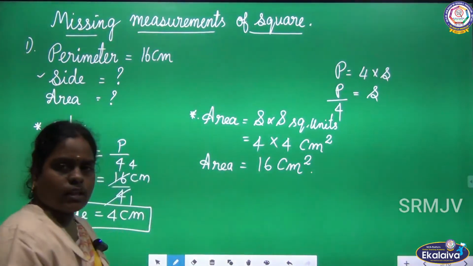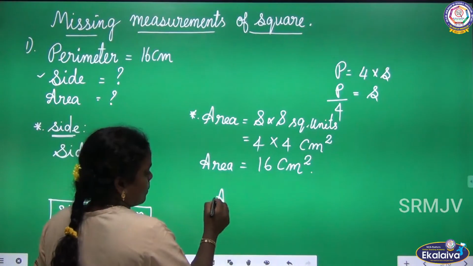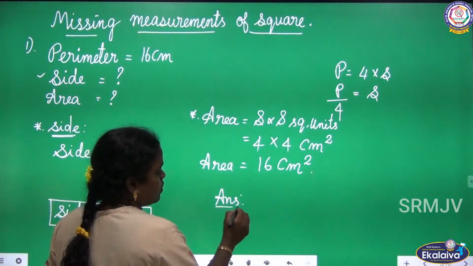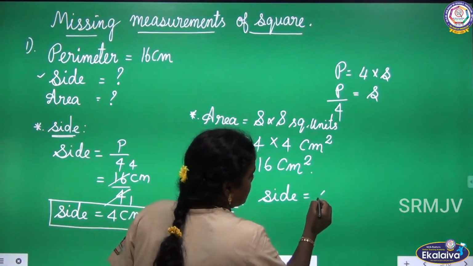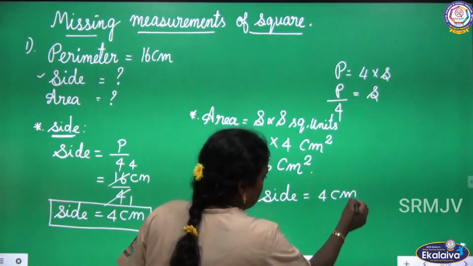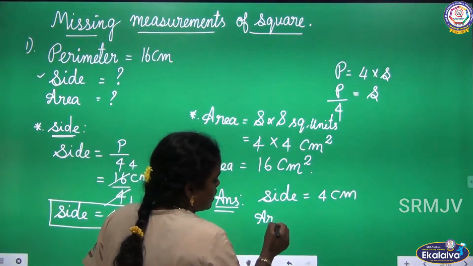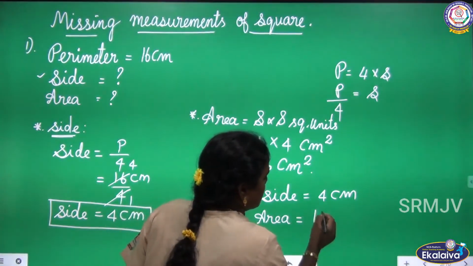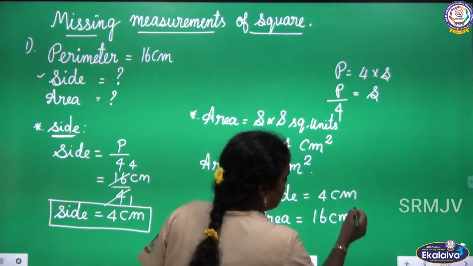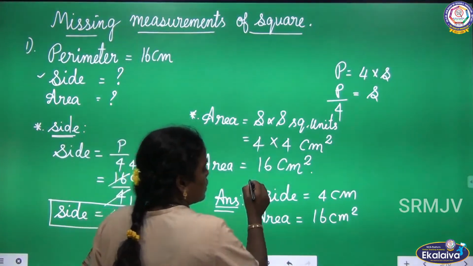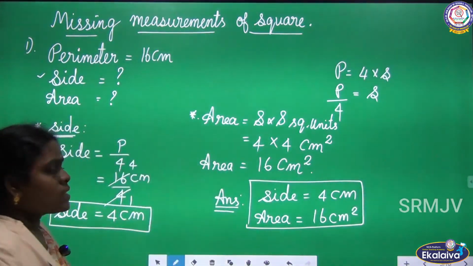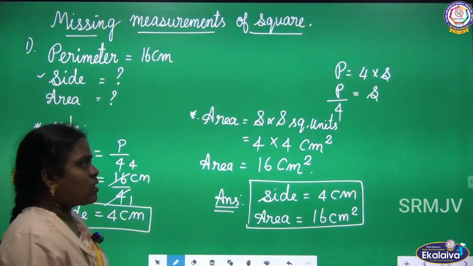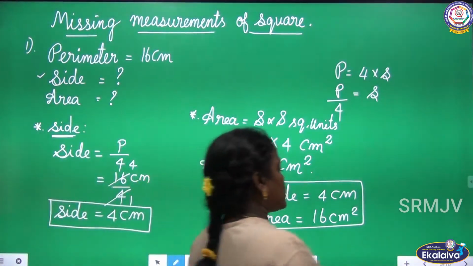Now let us write the answer. Side equals 4 centimeter and area equals 16 centimeter square. So this is the side and area of a square for the perimeter 16 centimeter. Let us move to the next question.